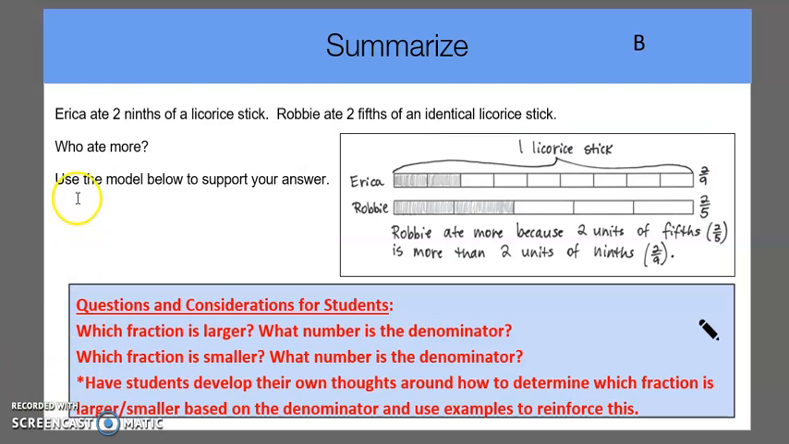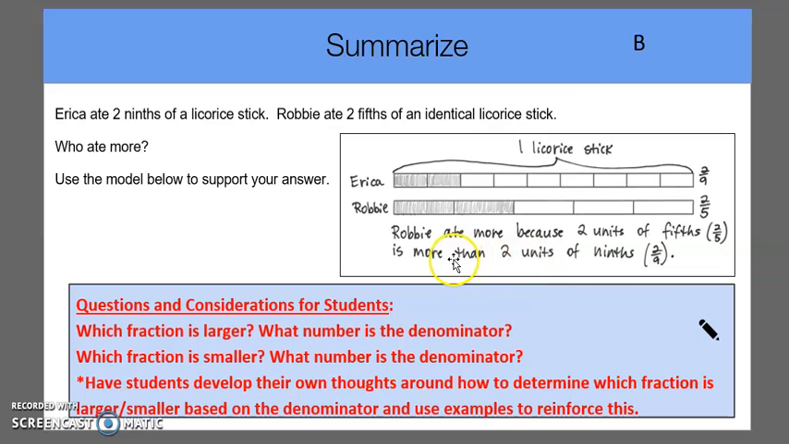Here, we have the same question. Now we have a visual. Notice how Erica's model is cut into 9 pieces, and Robbie's is cut into 5 pieces. Erica has 2 shaded pieces, Robbie has 2 shaded pieces. We have the fractions here, and we have a written response: Robbie ate more because 2 units of fifths, 2/5, is more than 2 units of ninths, 2/9.